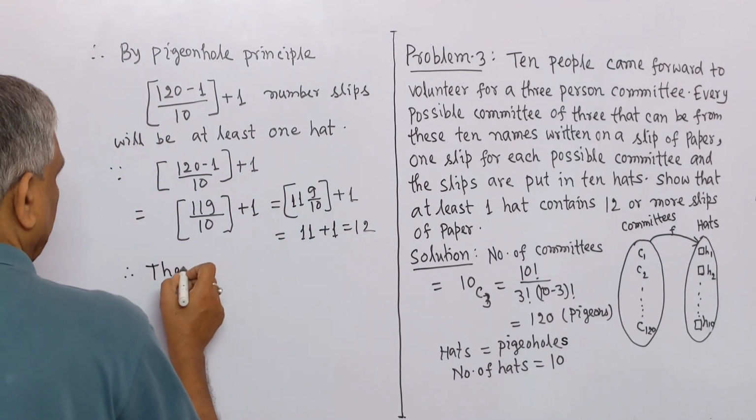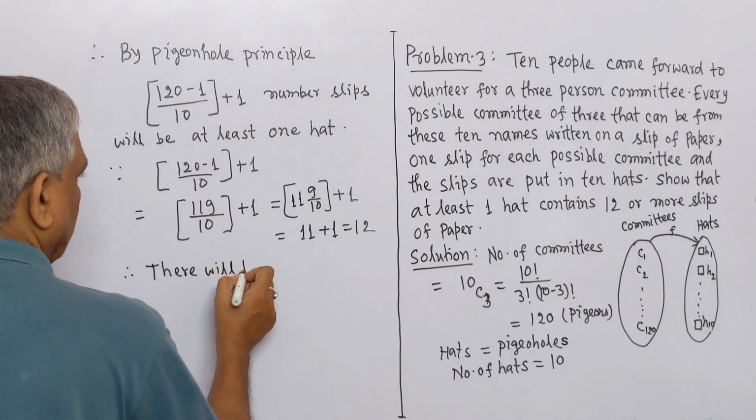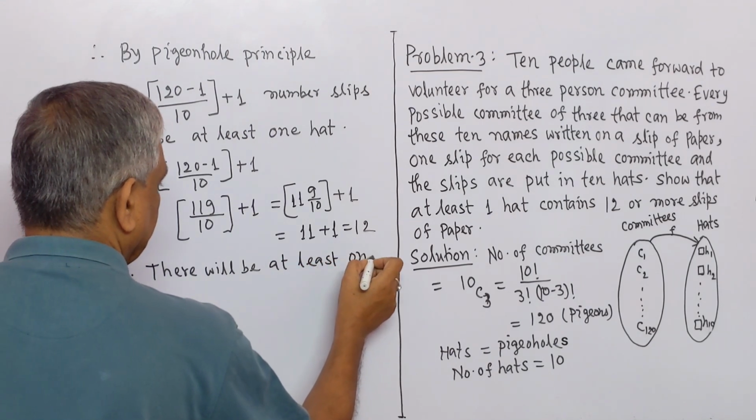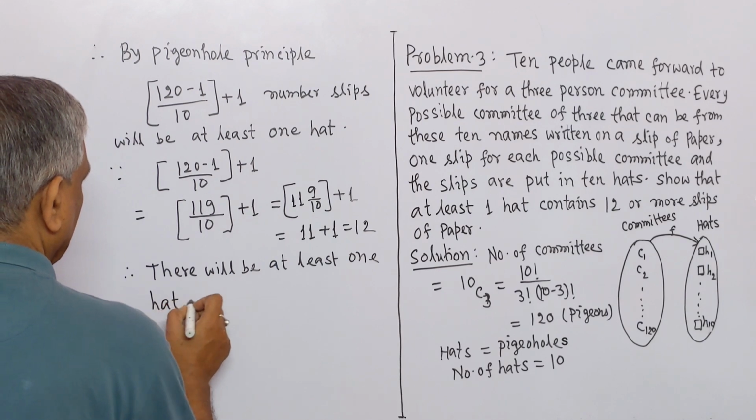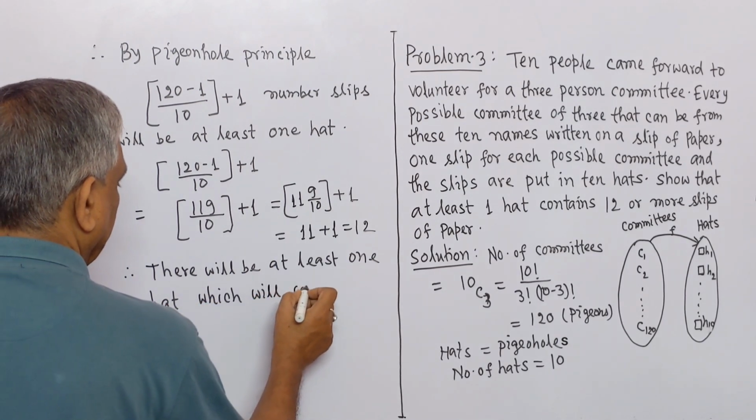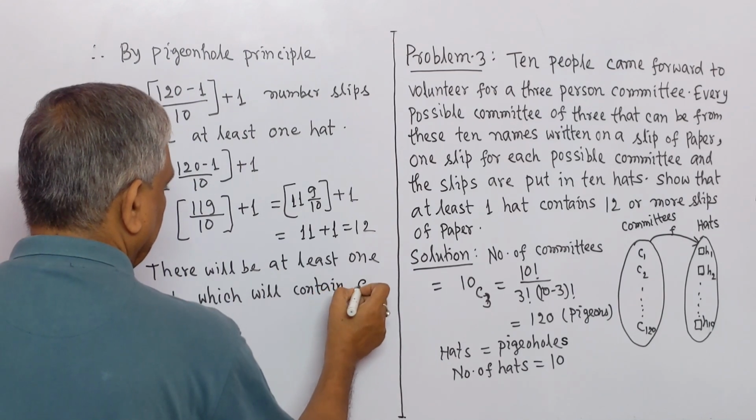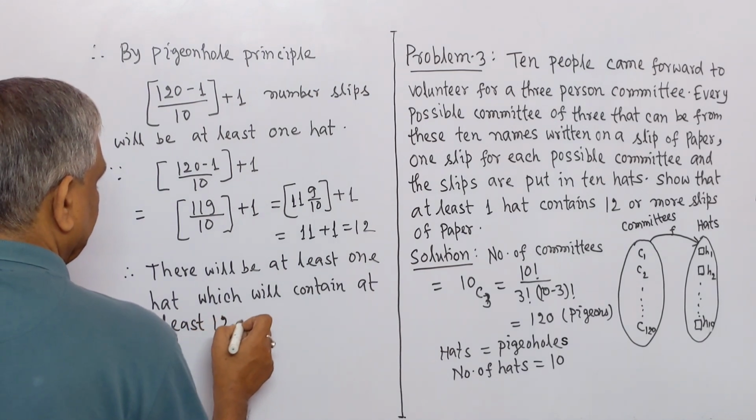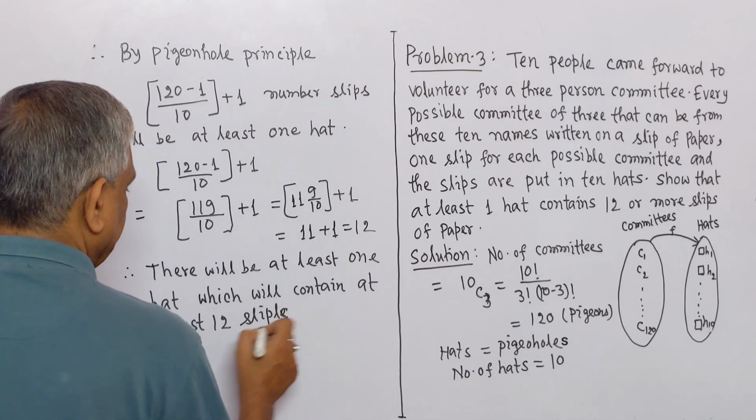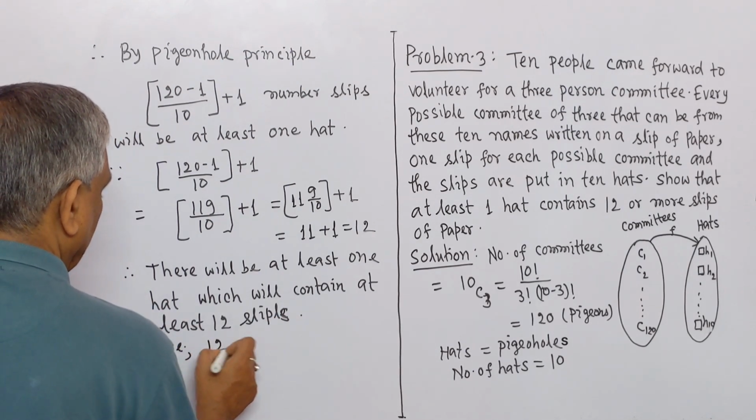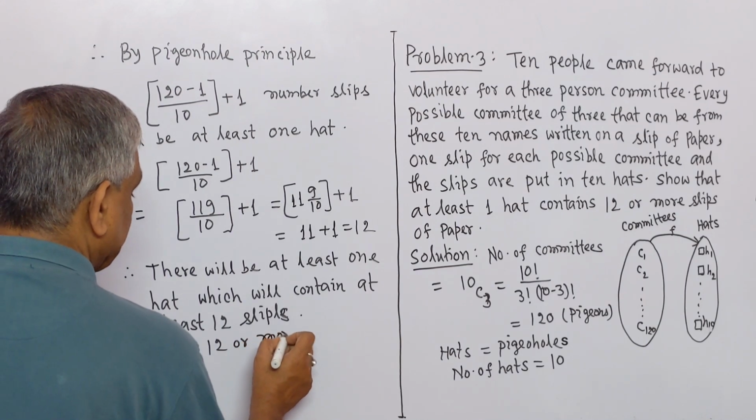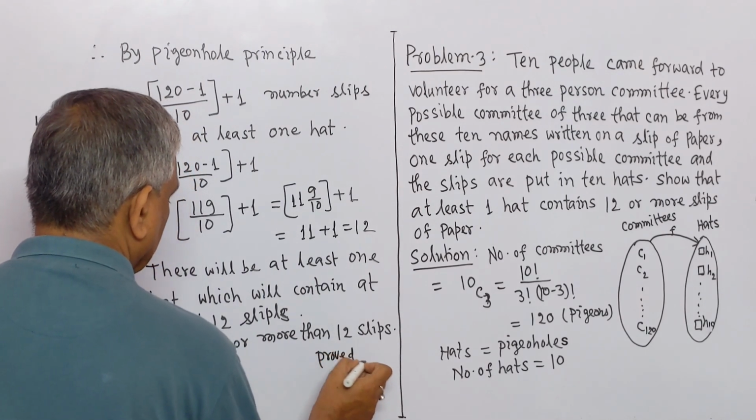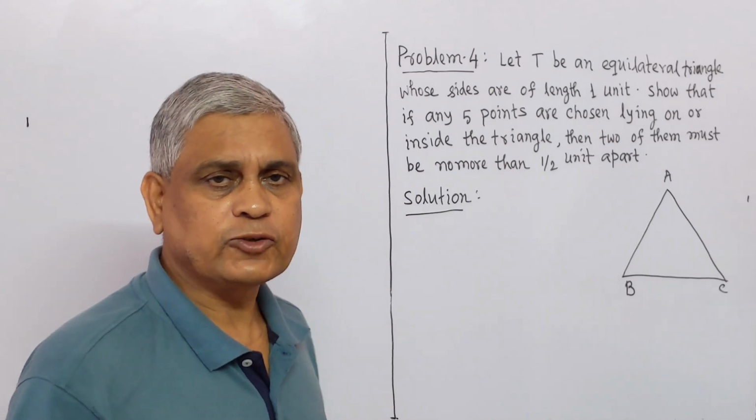Therefore, there will be at least one hat which will contain at least 12 slips, that is 12 or more than 12 slips. Proved. Now we solve the next problem.